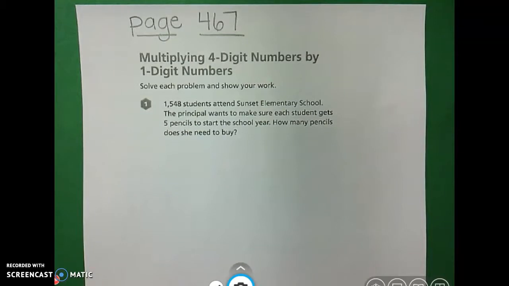1,548 students attend Sunset Elementary School. The principal wants to make sure each student gets 5 pencils to start the new year. How many pencils does she need to buy? Now, I want you to estimate the answer to this problem. So go ahead, pause your video, and write down a good estimate to this problem.